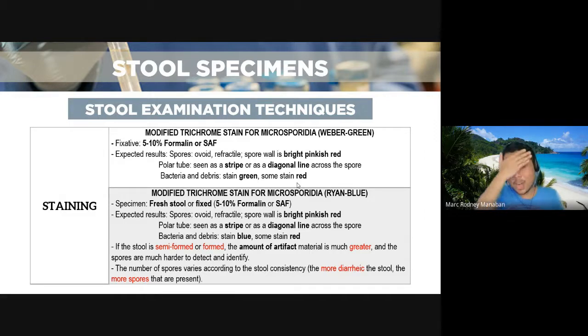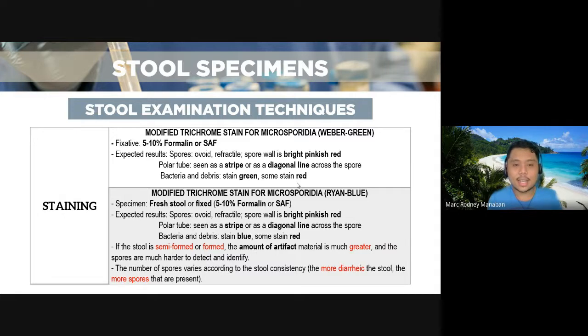Now, in addition, for Ryan blue, it's best to use diarrheic or liquid stools, because the more diarrheic the stools, the more spores are present. Your intestinal microsporidia also present the same symptoms as coccidia and amoeba, that is diarrhea. The patient has diarrhea, and the stools are liquid. So the more diarrheic, the more liquid the stools, the higher the number of spores that can be recovered.